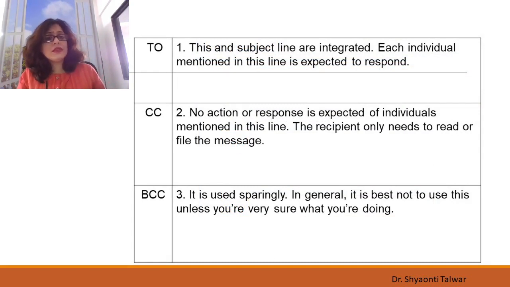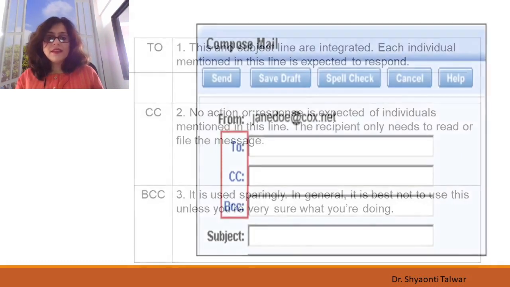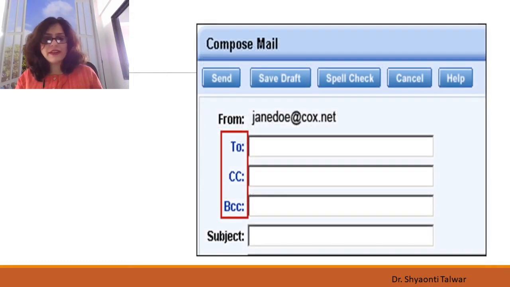BCC is used sparingly. Sparingly means it is used very rarely. It is not often that we use BCC, and it is best not to use this BCC unless we are very sure about what we are doing. So with BCC, what happens is, suppose you're sending an email, you've drafted an email and you've sent it to a person, then you've sent a copy to another person who you're just informing that, okay, I've corresponded with this person. Now, when you mark a BCC to a third person, this person gets a copy, but these two people do not come to know that this person has got a copy of their mail.